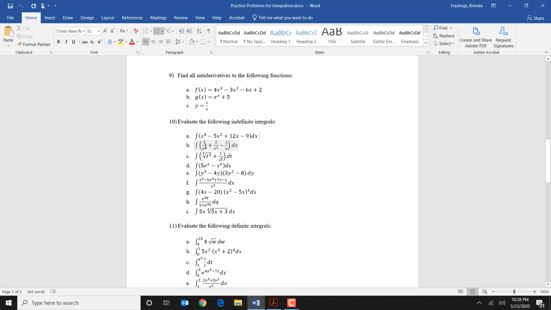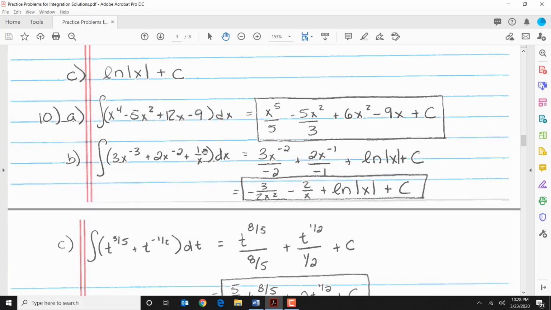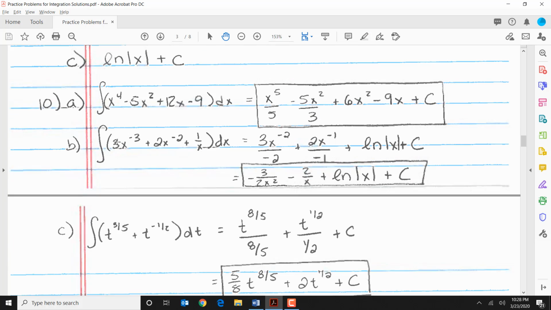Then when I follow my integration rules, it's 3x to the negative 3 plus 1 over negative 3 plus 1, plus 2x to the negative 2 plus 1 over negative 2 plus 1, plus the natural log of the absolute value of x, plus c, and then we reduce our answer, get rid of negative exponents, and here's where we are.